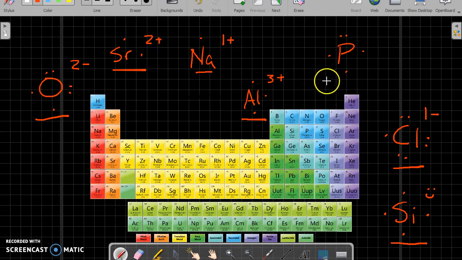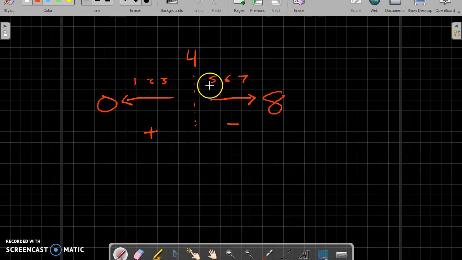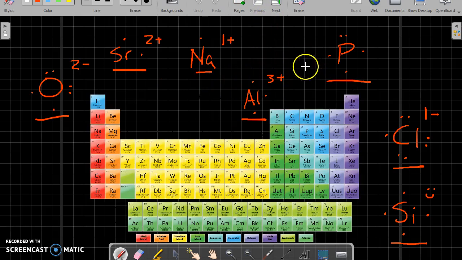Who's left? Phosphorus. Phosphorus has 5. Okay, that's right here. He's going to take and go up to 8. How many does he need to take to get to 8? He needs to take 3, because he's 3 away from 8. So he'll be 3 negative.